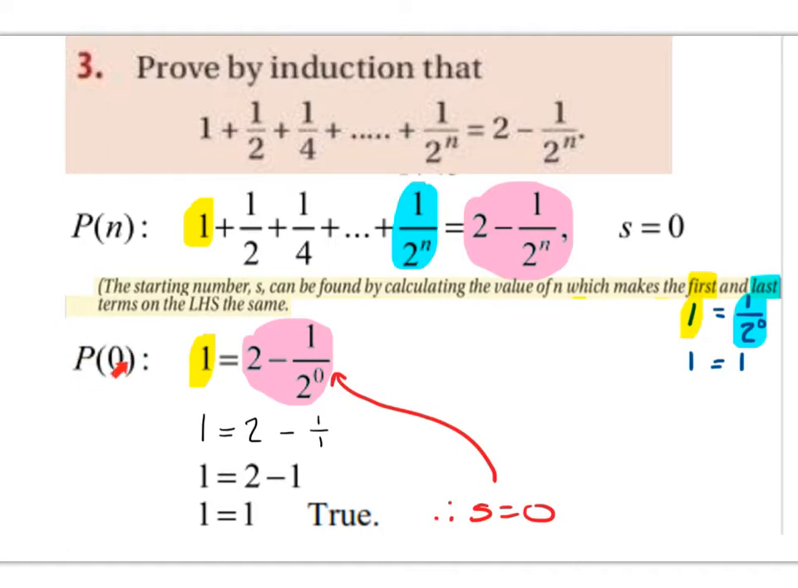So then P of 0, so we take the first term again, which is 1, and then we equal it to the right hand side this time. So 2 minus 1 over 2 to the power of n, but again we swap the n for 0. So s again is equal to 0, so that's our starting number. So then 1 over 2 to the power of 0, well 2 to the power of 0 is 1, so that's 1 over 1, or minus 1 over 1. So we have 1 equals 2 minus 1 over 1, which is 1 equals 2 minus 1, which is 1 is equal to 1, which is true. So s is definitely 0.